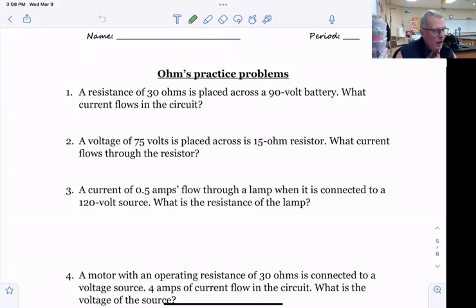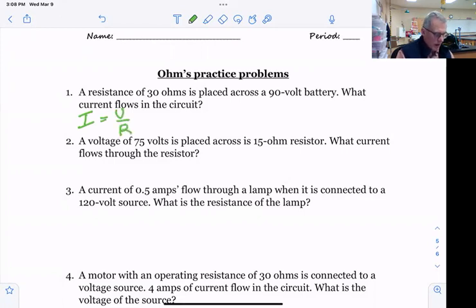Okay, so I'm going to go through how to do some Ohm's law practice problems. You should have read the material on Ohm's law at this point. Ohm's law, if you looked at the notes, and it's also in your formula chart, is written I equals V divided by R.